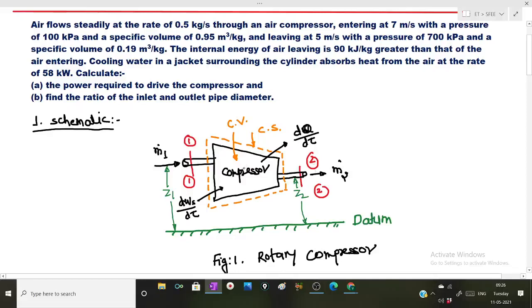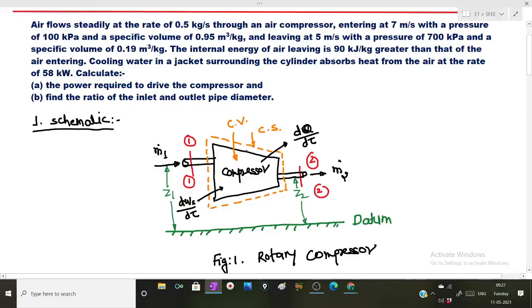Now what is happening? This air, being the working fluid, is rejecting some heat out of this compressor body or compressor boundary, and to cool the compressor, the cylinder of this compressor is surrounded by a water jacket, a cooling water jacket. Cooling water in a jacket surrounding the cylinder absorbs heat from the air at the rate of 58 kilowatt. So this air being working fluid is rejecting heat to this water.